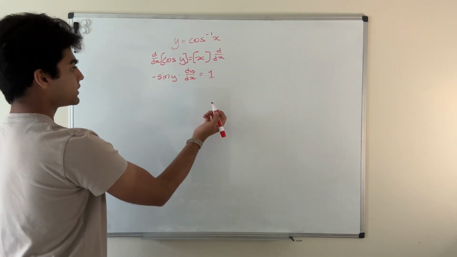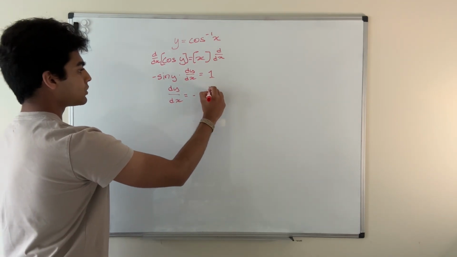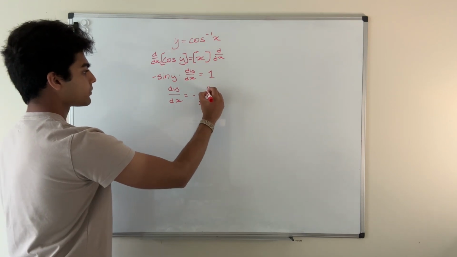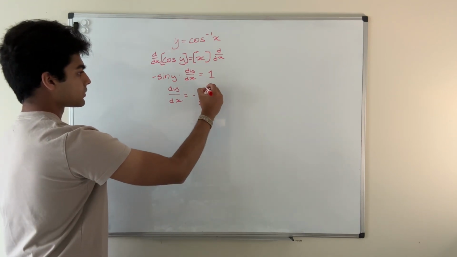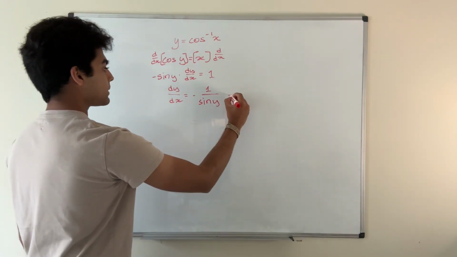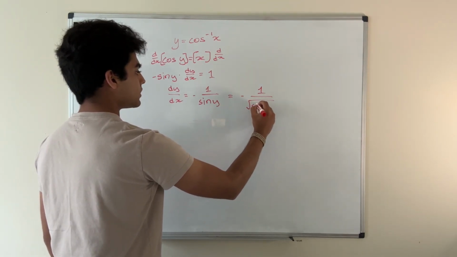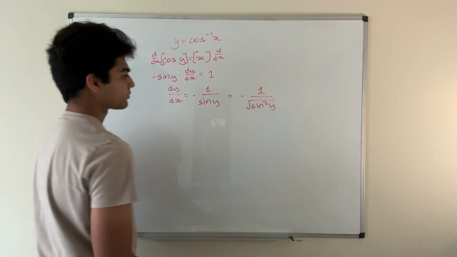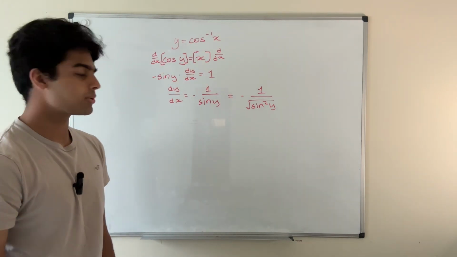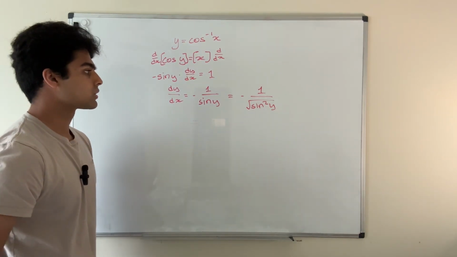So now we want to solve for dy dx. So dy dx equals negative 1 over sine y. Negative 1 over sine y. I'm going to do the same thing, right? I'm going to do negative 1 over the square root of sine squared y. Sine y and the square root of sine squared y are just the same thing because the square and square roots cancel out. We did the same thing for sine inverse of x as well.